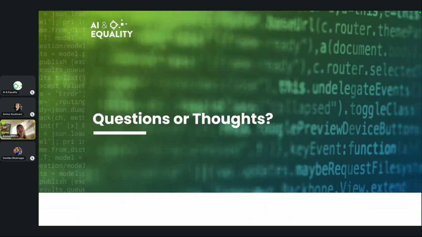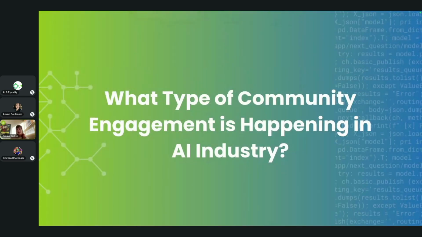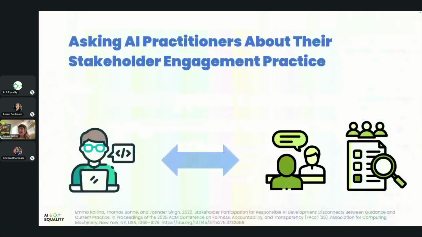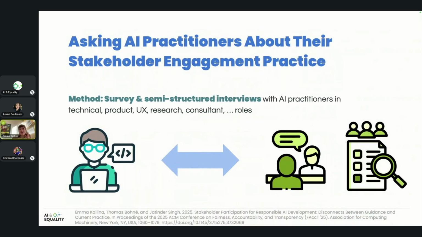Okay. Then let's look at what's happening in industry. There I did a little study where I first did a survey, and then I talked to some people that filled out the survey. They were all people involved in the development or creation of AI systems. A lot of them were in technical, product, user experience, or research roles, so quite a broad range of roles in this process.